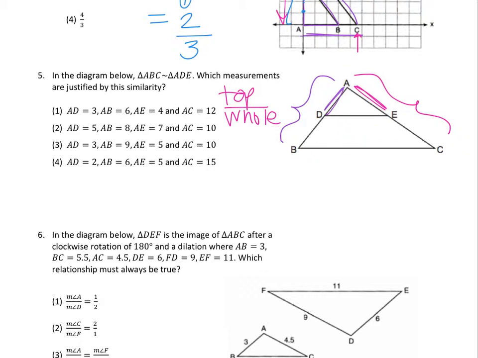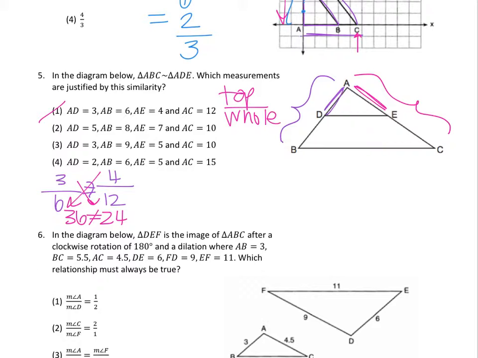So we have AD top over AB whole, equal sign question mark, AE top over AC whole. Now you could solve this in one of two ways. You can either cross multiply and see if they're equal, or you can just simply reduce the fractions and see if they're equal. If we were to cross multiply, we have 3 times 12, which is 36, and we have 4 times 6, which is 24. These are not equal, so choice 1 is gone.